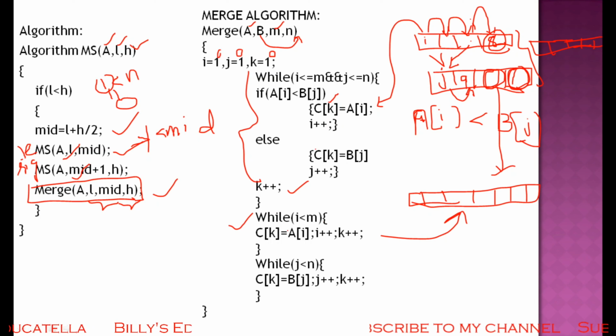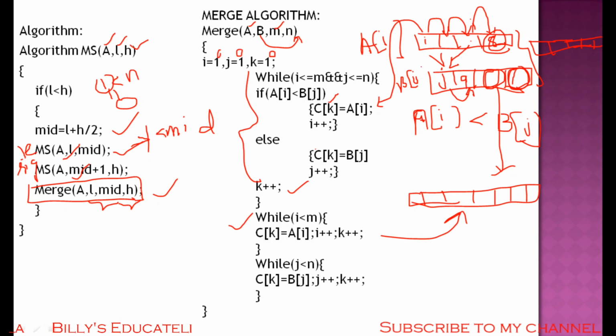If i value is less than m, C of k is equal to A of i. Here A of i is already a sorted array and B of j is also a sorted array. So we will compare these both arrays and we will have to merge them. Please get my point. These two arrays have to be merged. So in order to merge them, I use a temporary array and I put the elements in order, and if there are any remaining elements, they will be put into this array directly.